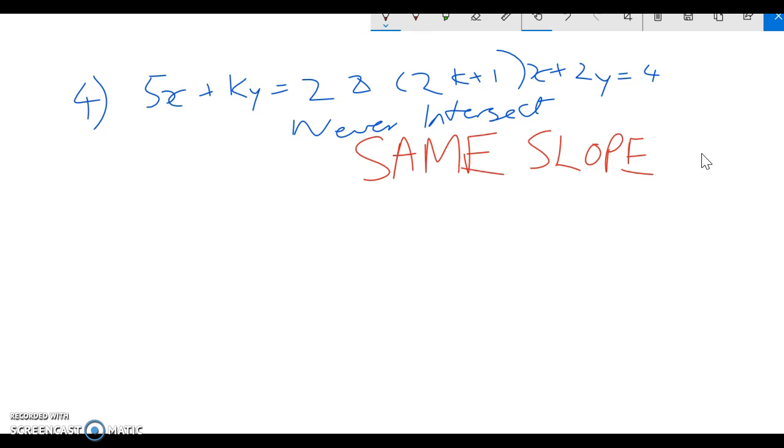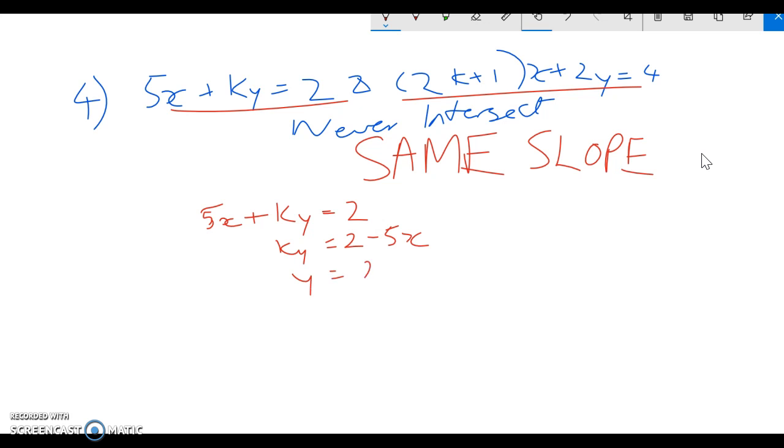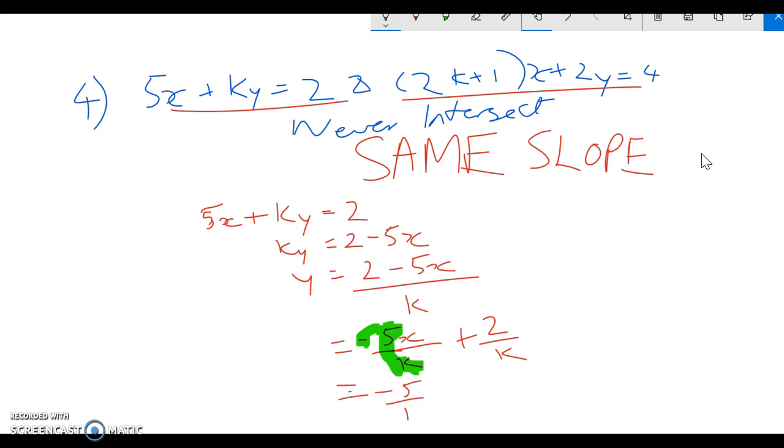Well, we're going to put these two lines into slope-intercept form. Yeah? How do we do that? Alright, rearrange these equations. So we get 5x plus ky equals 2. So ky is going to equal 2 take 5x, and y is therefore going to equal (2 take 5x) all divided by k, the whole thing, which equals negative 5x on k plus 2 divided by k. So what's your slope in this case? Slope is the bit in front of the x, so your slope is going to equal negative 5 on k.